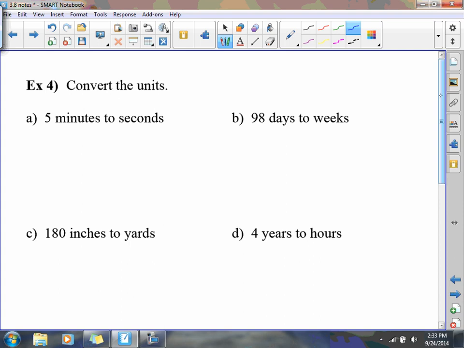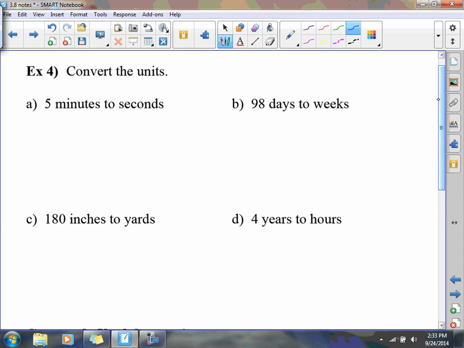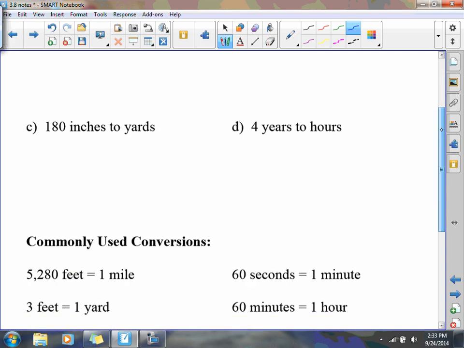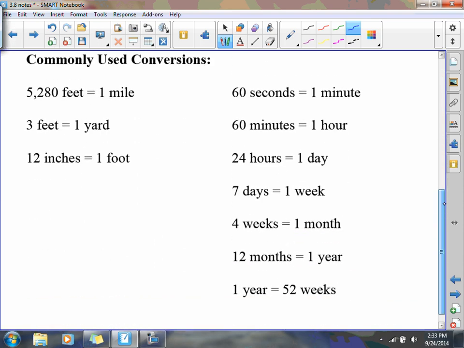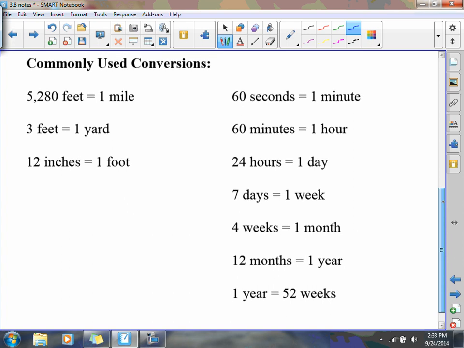All right, on to example 4 now. We're going to do some converting. And if you don't know some common conversion units, I do have them listed down below. And when we do conversions, we're basically just trying to change units from one to another. So we might change seconds into hours, or months into days, or weeks into years, feet into miles.